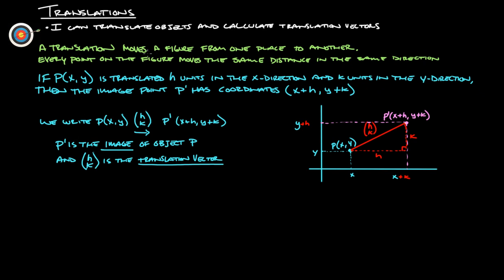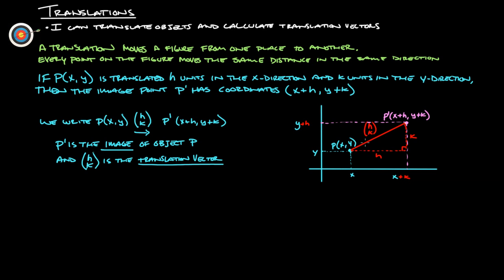A translation moves a figure from one place to another. Every point on the figure moves the same distance in the same direction. So for example, if we have point P, which has an x coordinate and a y coordinate, and it is translated h units in the x direction, so we're going to add h to the x, and then k units in the y direction, we're going to add k to the y. Then the image point P prime, so that's the pre-image and this is the image, has coordinates x plus h and y plus k. Okay, so that's shown by this here.